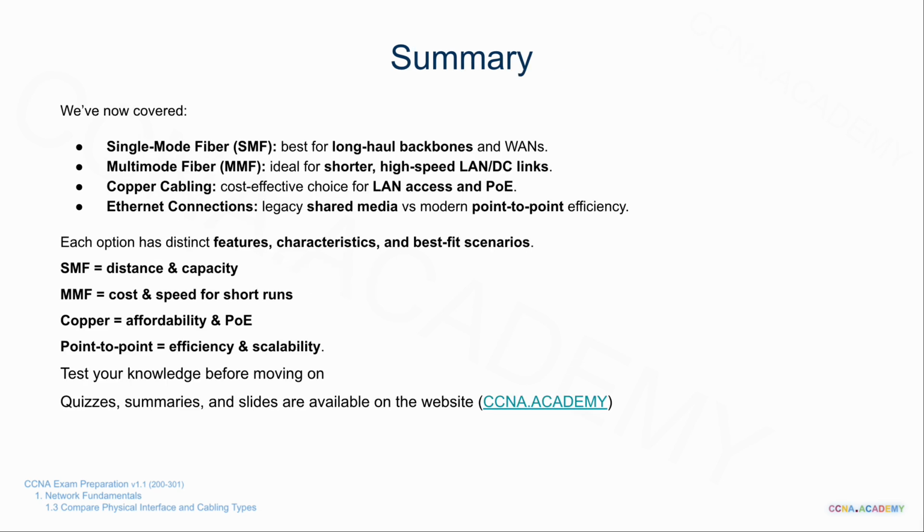We've now covered single-mode and multi-mode fiber, copper cabling, and Ethernet connections. Each option has different features, characteristics, and best-fit scenarios. Single-mode for long-haul backbones, multi-mode for shorter, high-speed links, copper for affordable LAN access, and point-to-point links for modern Ethernet efficiency. Before moving forward, review the slides and take the quiz on the website to reinforce what you've learned.